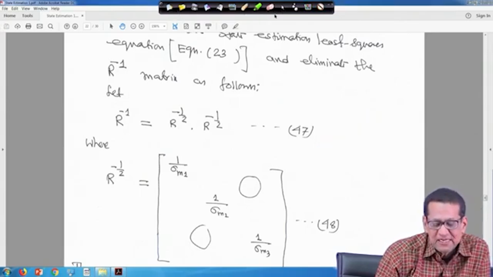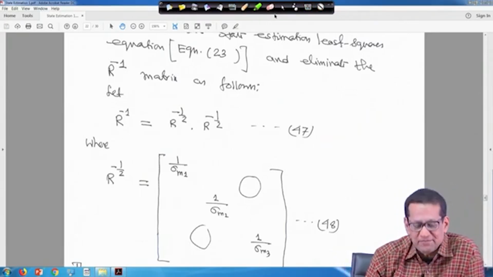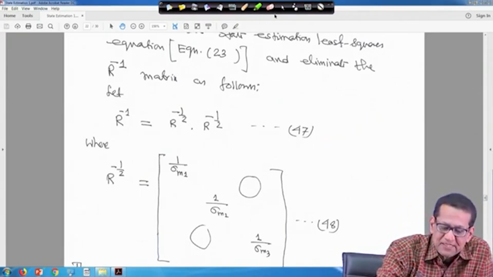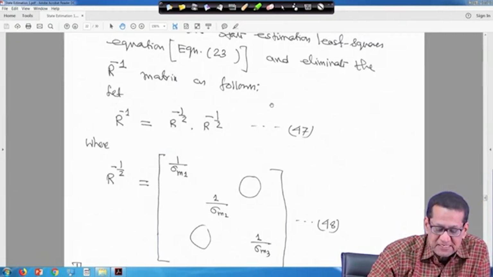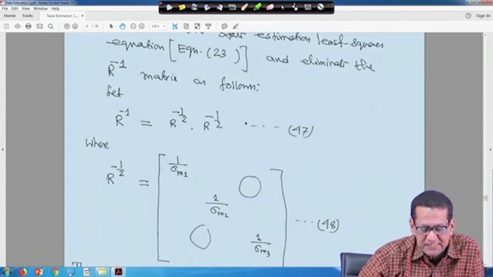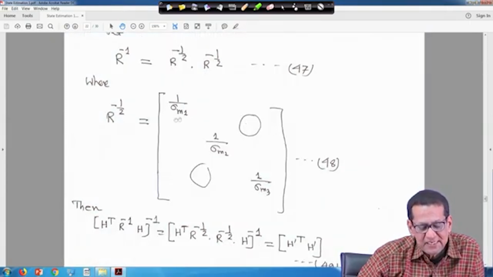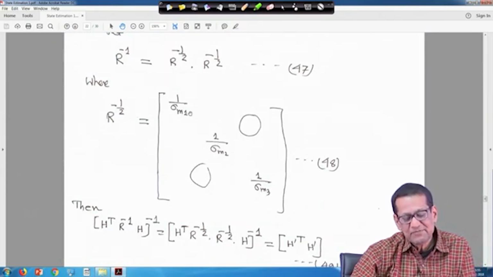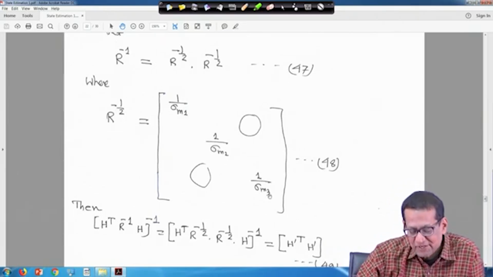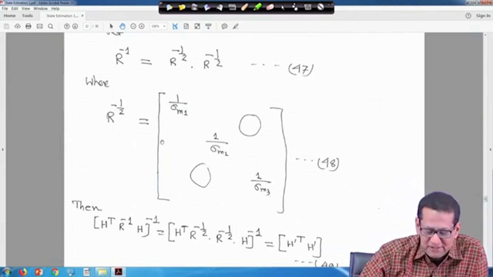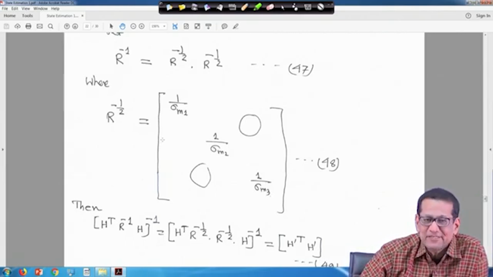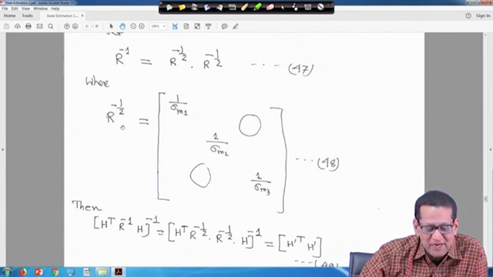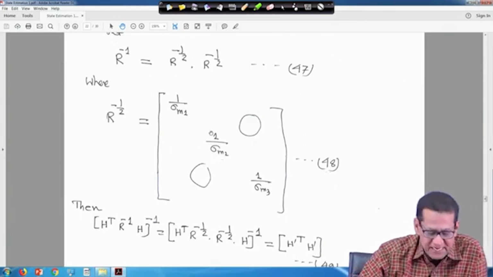R inverse can be written as R to the power minus half into R to the power minus half. Earlier R inverse was 1 upon sigma m1 square, 1 upon sigma m2 square, 1 upon sigma m3 square, and so on, since we have taken a three measurement case. Therefore R to the power minus half will be 1 upon sigma m1, 1 upon sigma m2, 1 upon sigma m3, and so on. This is equation 48.